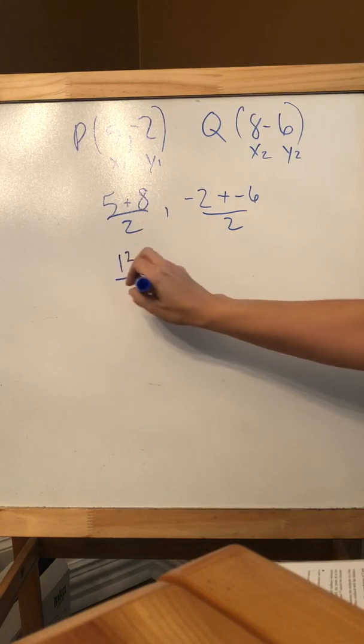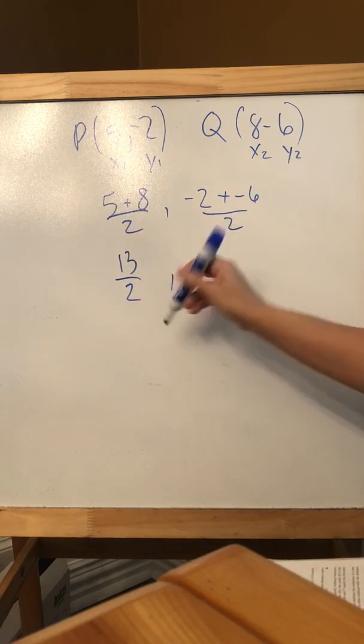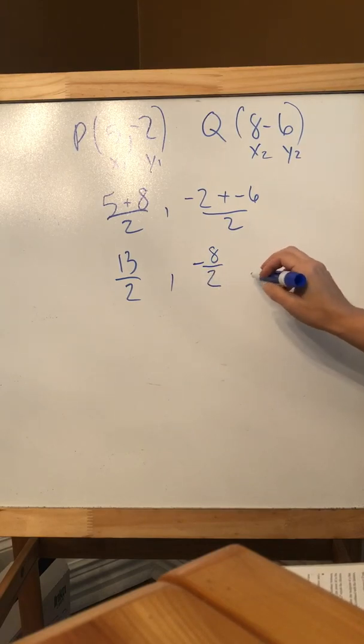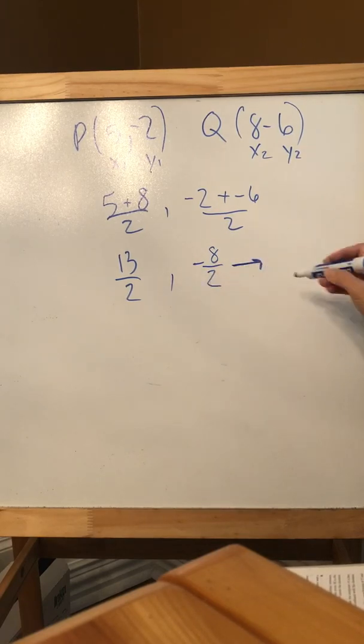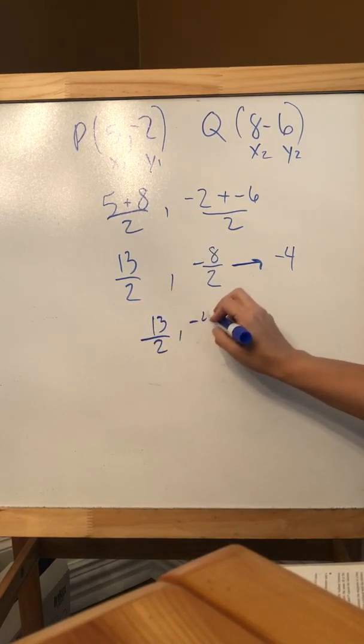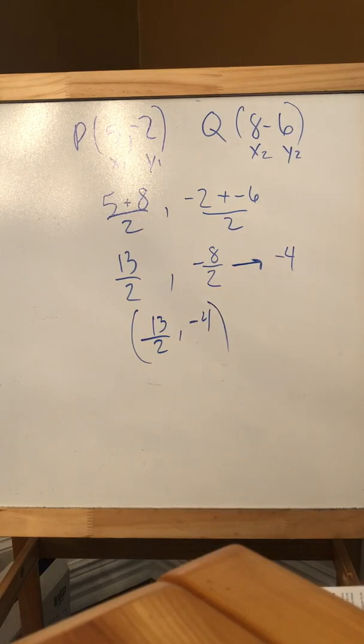So we have 13 over 2 for our X value, and for our Y value, we have -8 over 2. And that one can be reduced to -4. So your coordinates would be 13/2 and -4. Okay, that's it. That's all for 10-3.